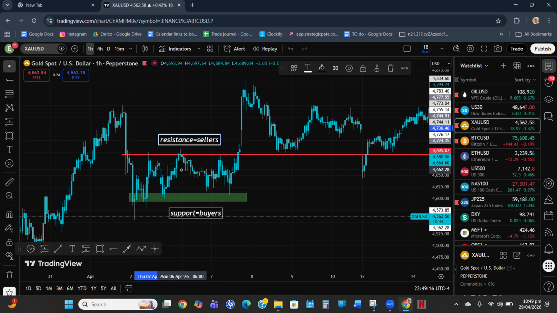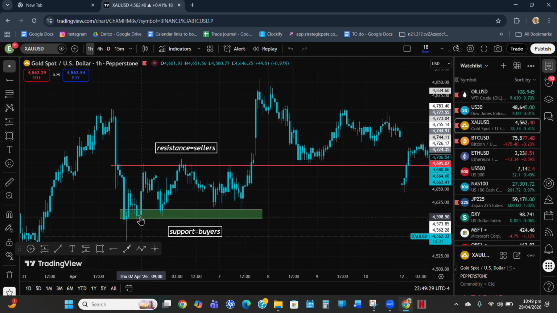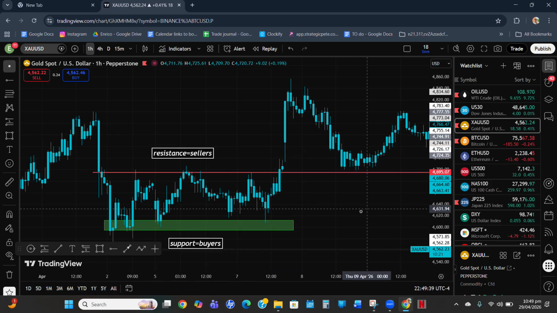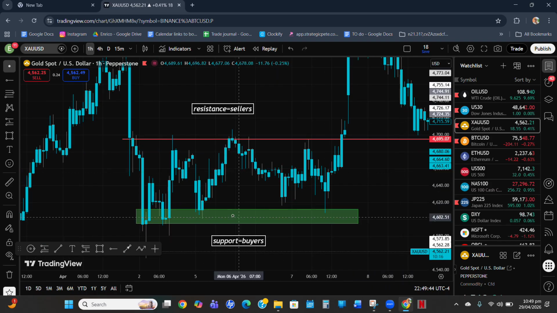So you have sellers at the resistance, pushing price down. Each time we touch resistance, pushing price down, pushing price down. You see? And then the support, we have price buying up, buying up, buying up. You see, we're eventually going to break through, but within a support resistance zone like this, it's kind of like tug of war.